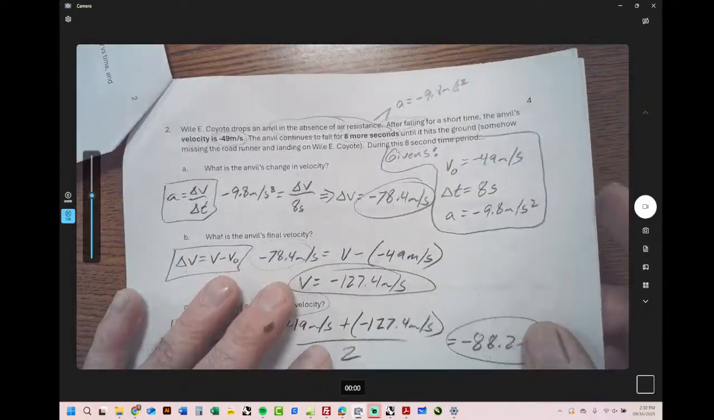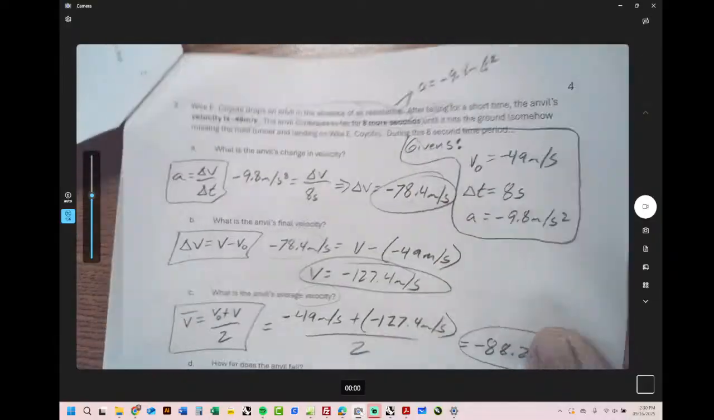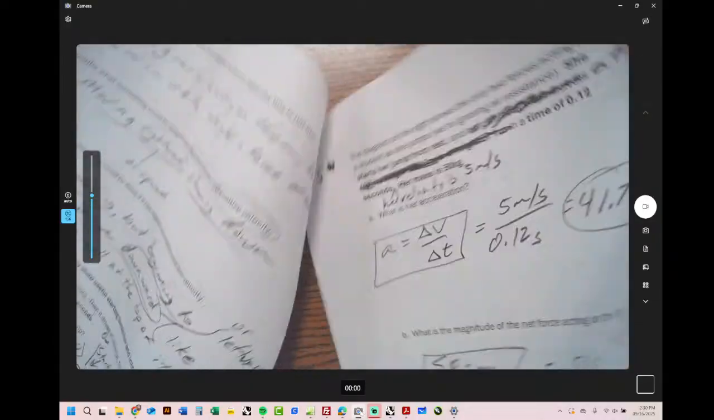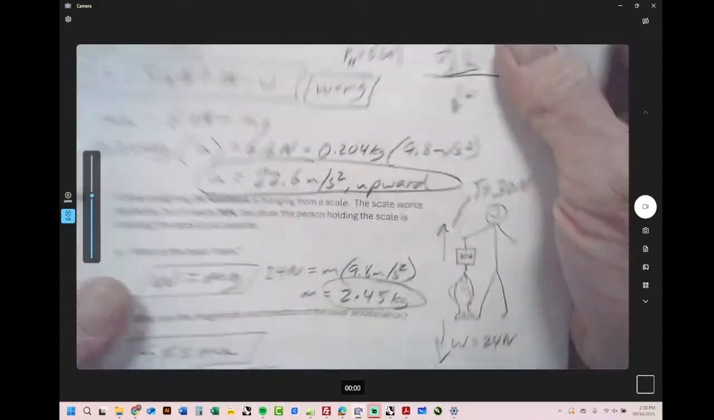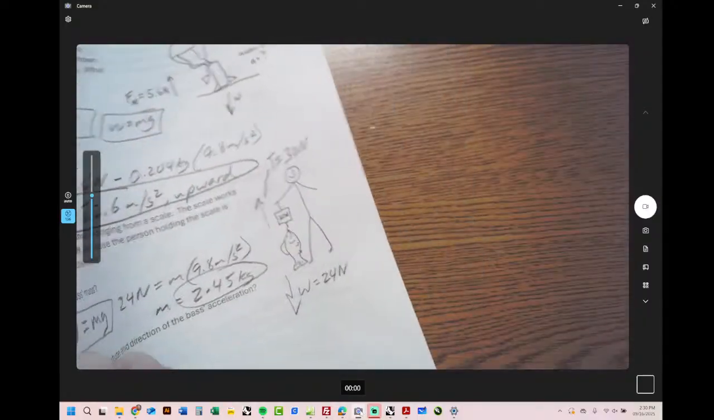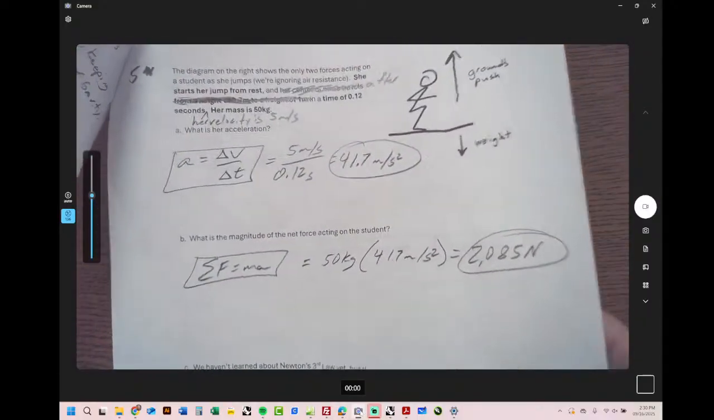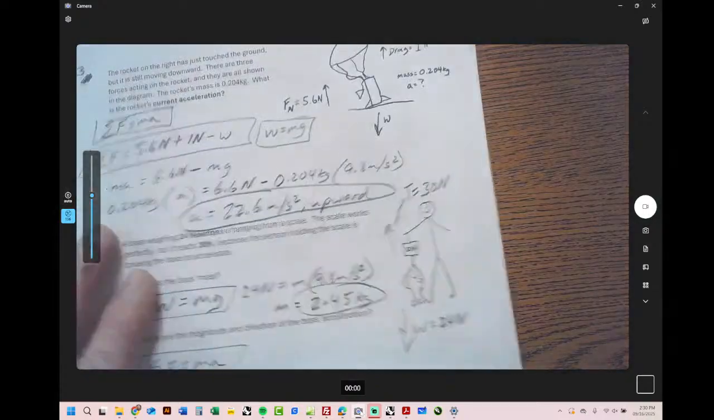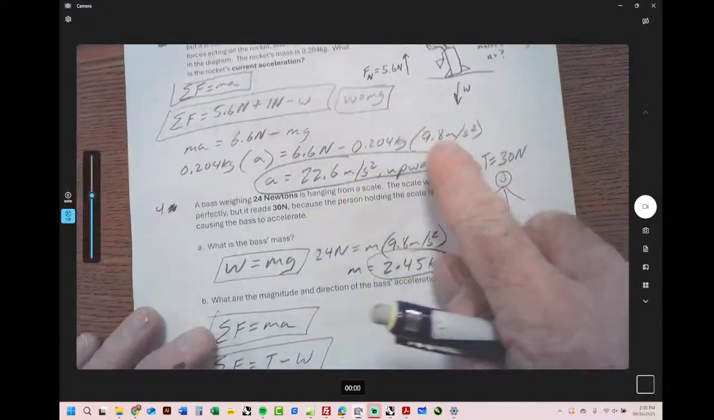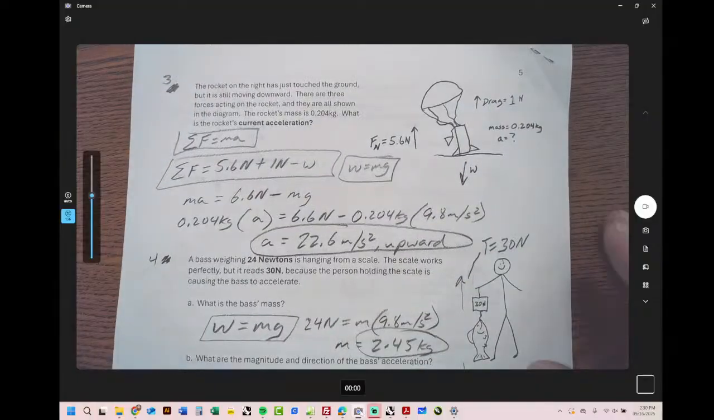The way this test is going to be laid out, you're going to have a kinematics problem first. You can count on it. And then you're going to have some force problems. And then there will be one at the very end that's got a little bit of both. But if we see one that's got weights and forces and things like that, this is a force problem.